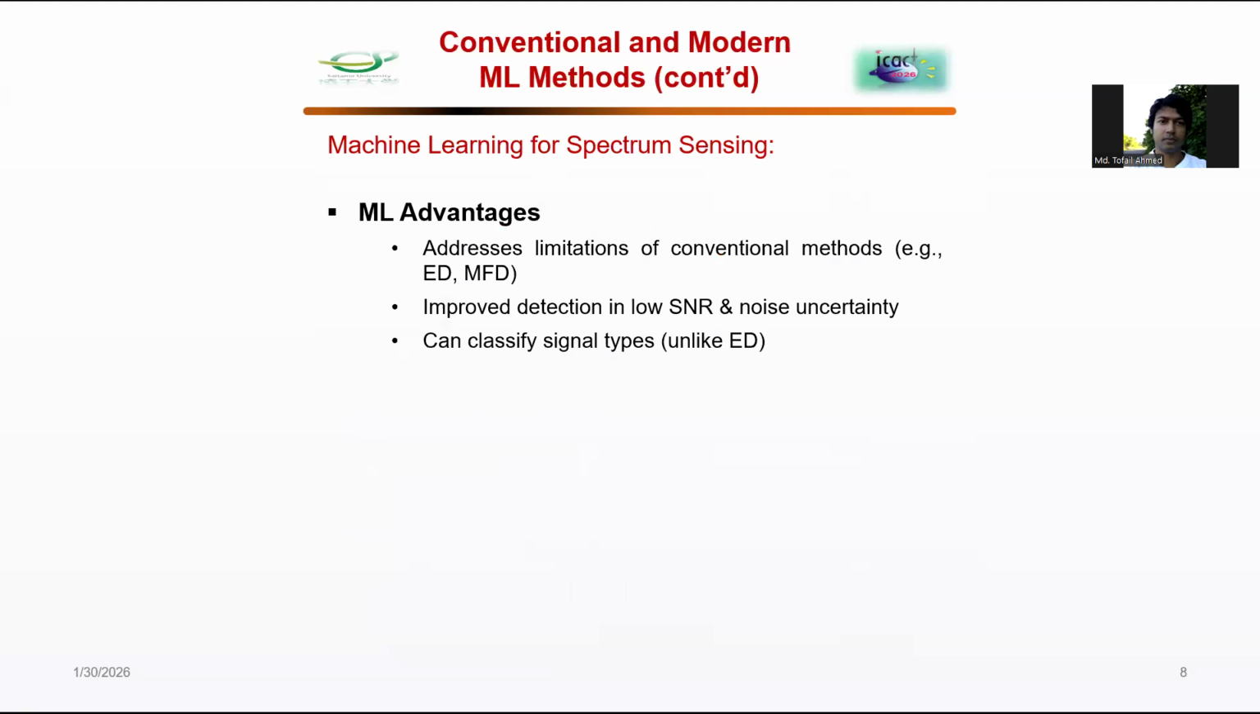Diving deeper, the conventional method, while useful, has limitations in low signal to noise ratio, SNR, environments and under noise uncertainty. In such an environment, machine learning excels. Machine learning models can learn complex patterns, operate better in low SNR, and even classify the types of signal present. However, a major challenge remains. Their performance heavily depends on the quality of the dataset.